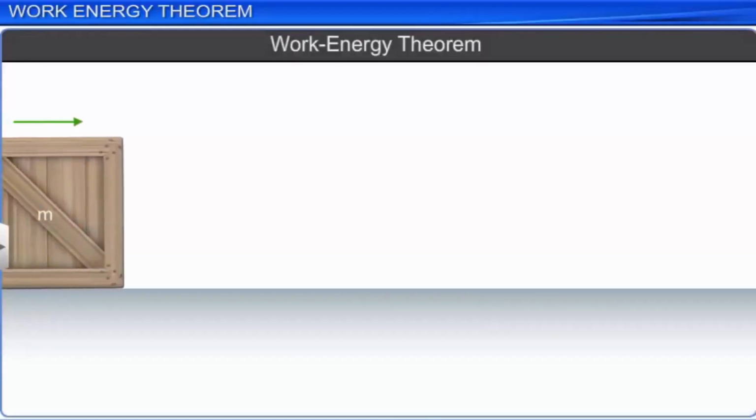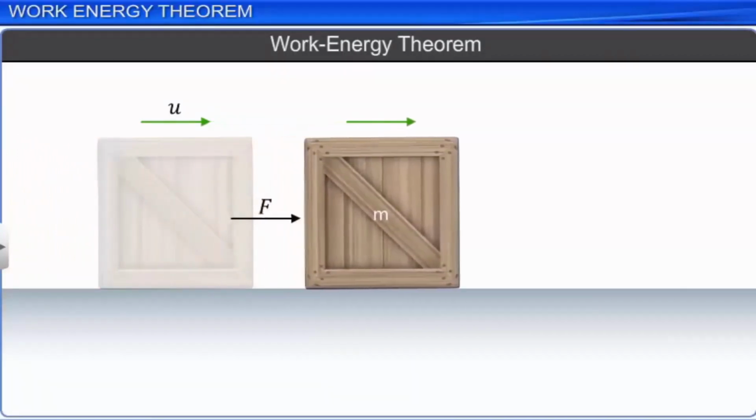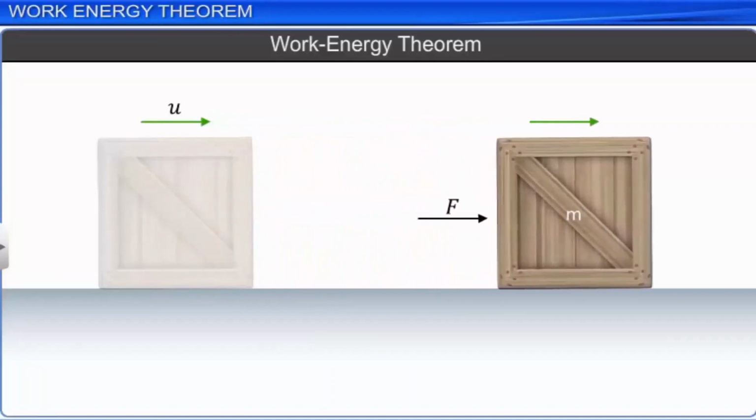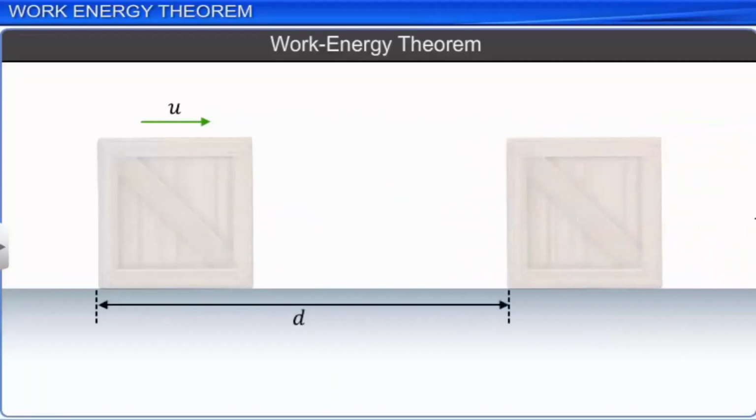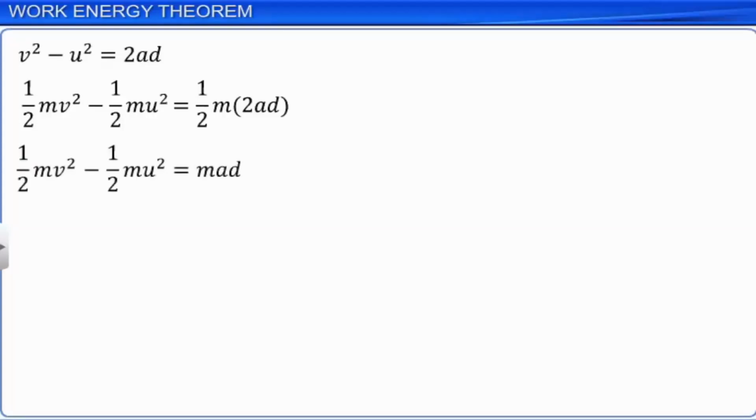Consider a body of mass m moving with initial velocity u and let the constant net force F act on it. At the end of displacement d, its velocity becomes v. We know from the equations of motion that v square minus u square is equal to 2ad. Multiply both sides with half m and simplifying, we get the expression as shown. We get half mv square minus half mu square is equal to mad.